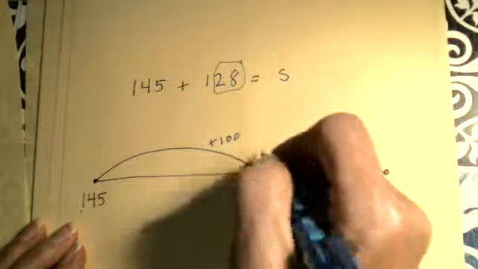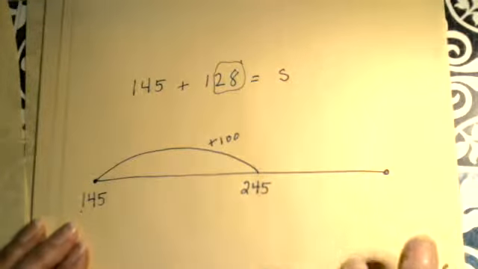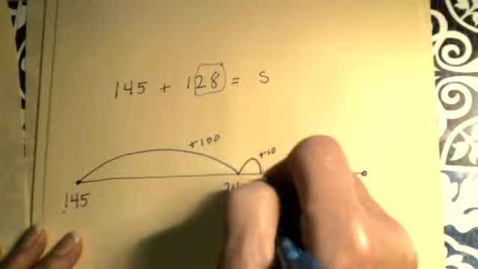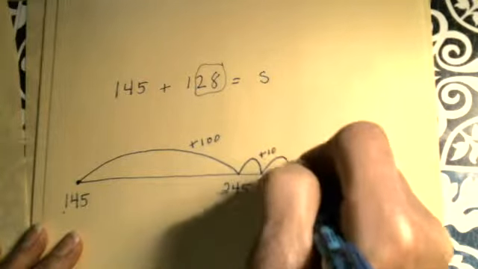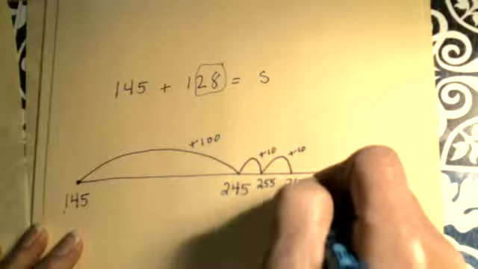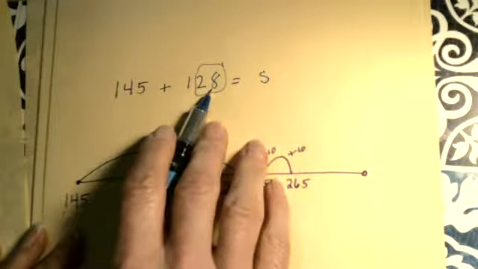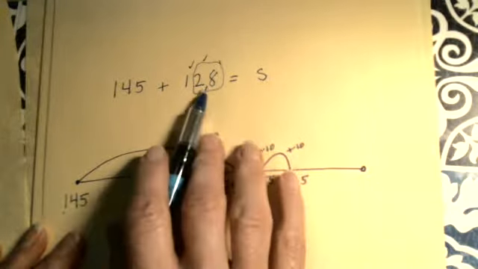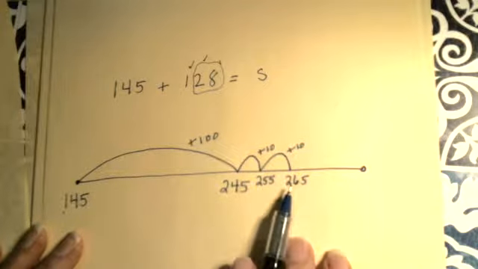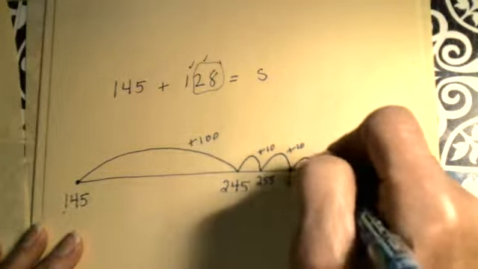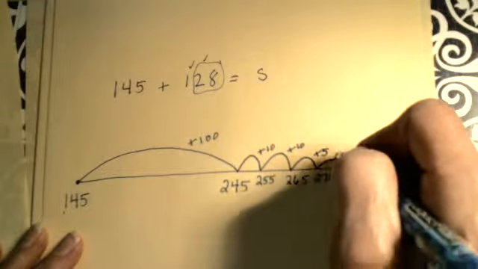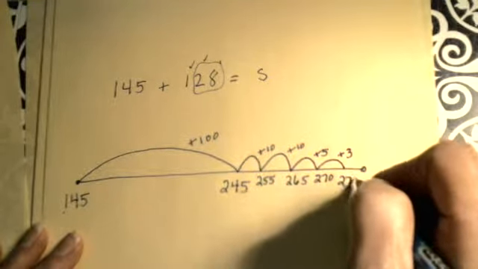Okay, now I have the 28. Now I can either add the 20, just jump 20, or if that still is confusing for you, I can do plus 10, which is 255, plus another 10, which is 265. And then I have to do the 8. Maybe you don't want to do 8 all at once. Maybe you want to break it down to 5, which would give you 270. And then you have 3 more, which gives you 273.